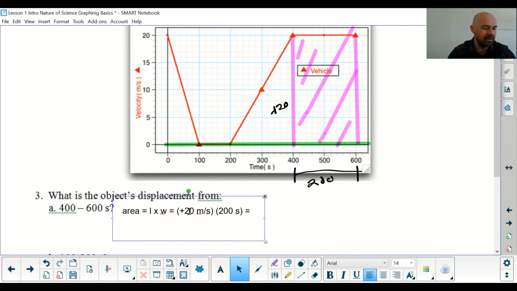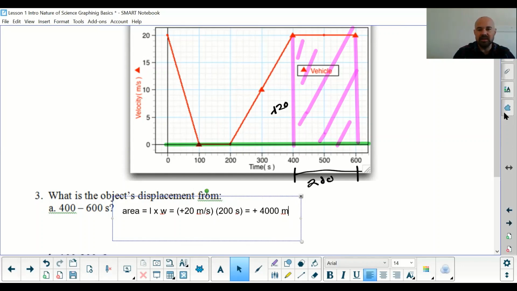And if you multiply those together, you get a positive 4,000. So that is how far it traveled. It was displaced 4,000 meters, sorry, it's just meters. It's displaced 4,000 meters in that time period, and that's what you would do.